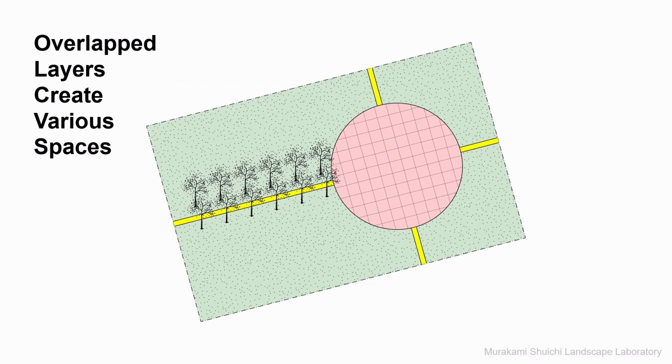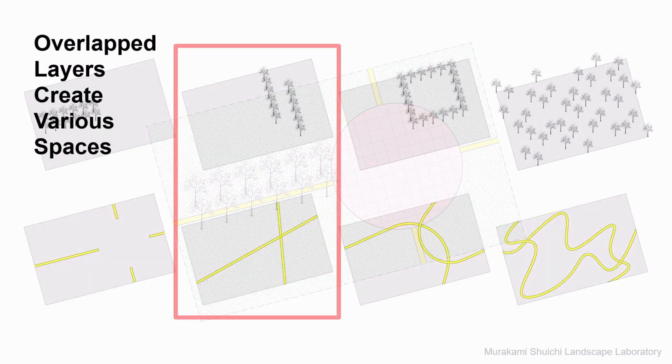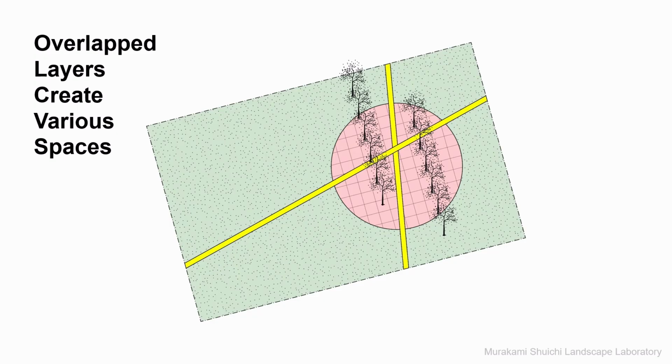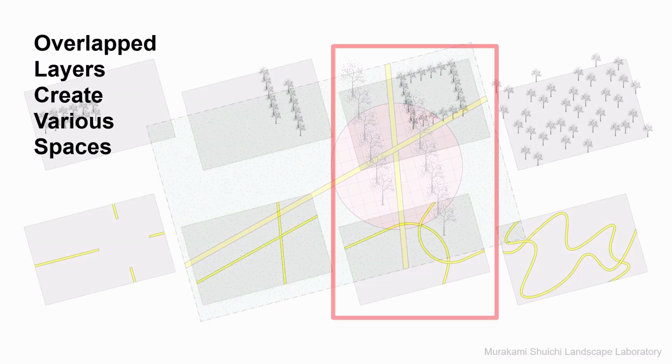Furthermore, by overlapping the independent layers, we can create space. Let us try it. When we overlap diagonally crossing passes with rows of trees arranged at right angles, the result looks like this. Around the circular plaza, a space emerges where people can pass between the trees.